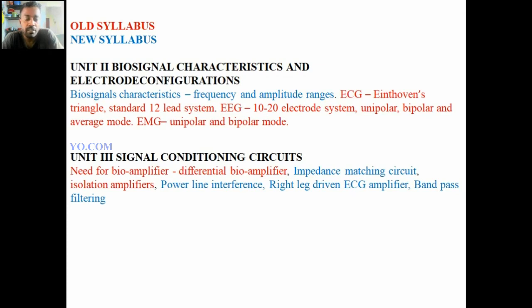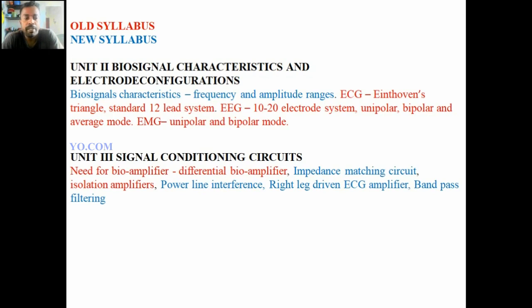Okay, right? So students, from second unit you must study ECG recorder, EEG recorder, EMG recorder, and the standard 12 lead system, that is Einthoven triangle, 4 questions. From third unit you have to study differential bioamplifier along with need for bioamplifier. Okay, then isolation amplifier. These 2 are from the old syllabus, and the new syllabus questions are impedance matching circuit and its types.